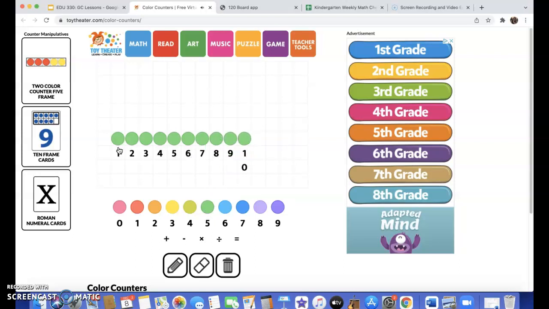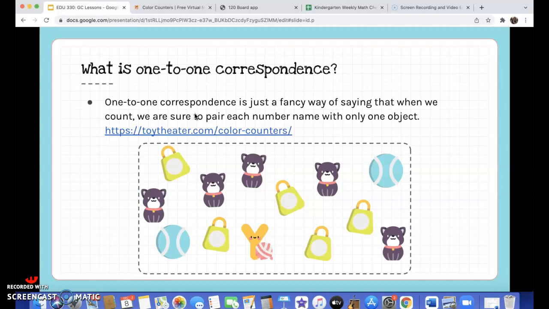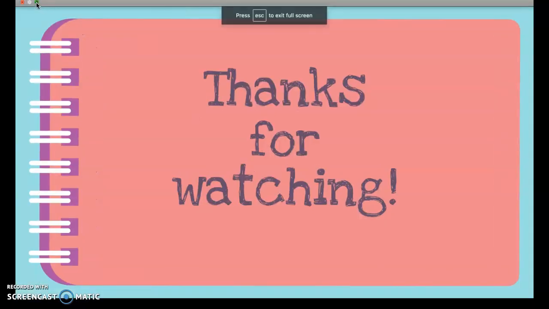All right, so it looks like we have the same amount of counters as numbers, but I just want to go ahead and check. So let's go ahead and count together. 1, 2, 3, 4, 5, 6, 7, 8, 9, 10. So we have 10 green counters. If your picture looked like this, then you got the question right. Good job.